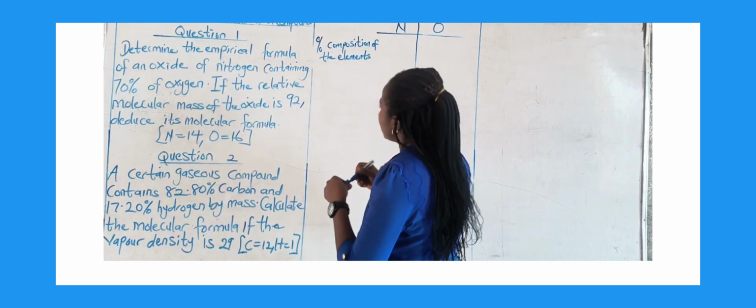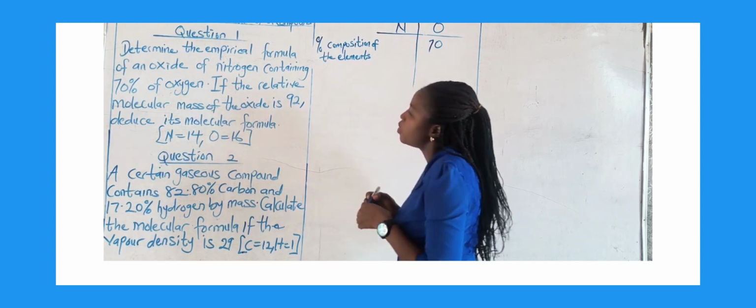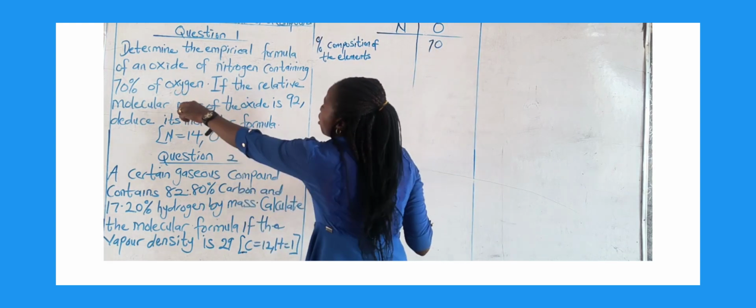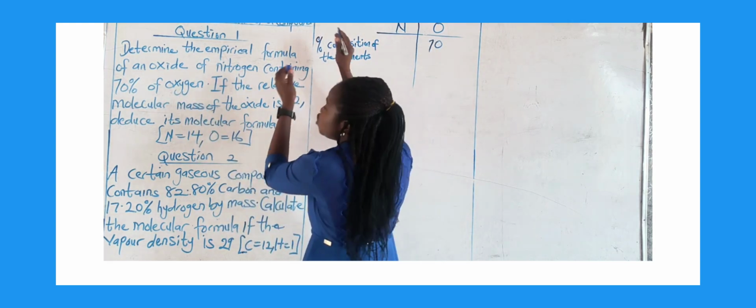Now, look at the question. You are given containing 70% of oxygen. You are given oxygen to be 70%. Wow. They're not giving us that of nitrogen. How do we get it? Very simple. Once you are given that of oxygen, you just have to do your simple calculation, but you need to show it here.